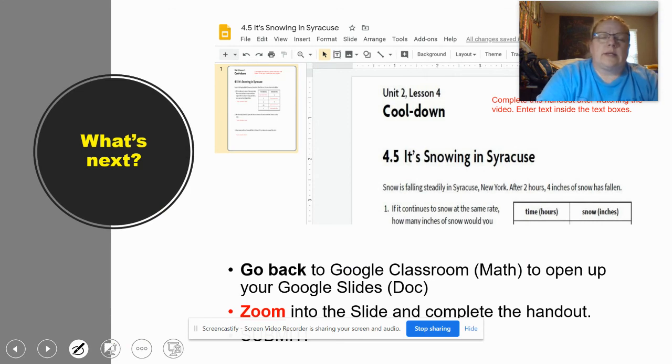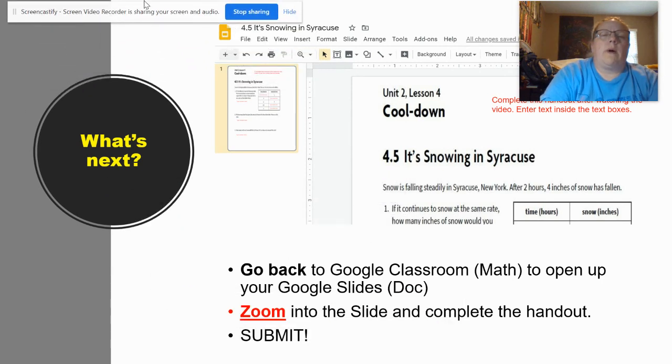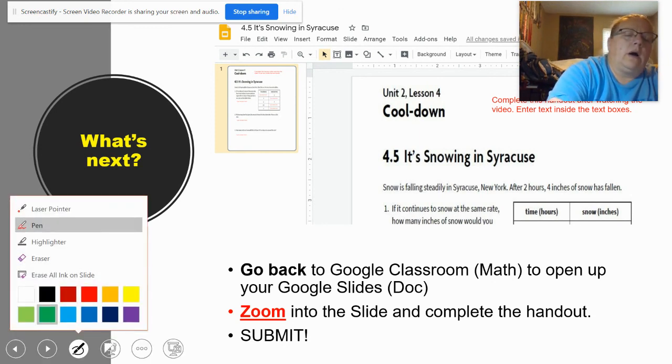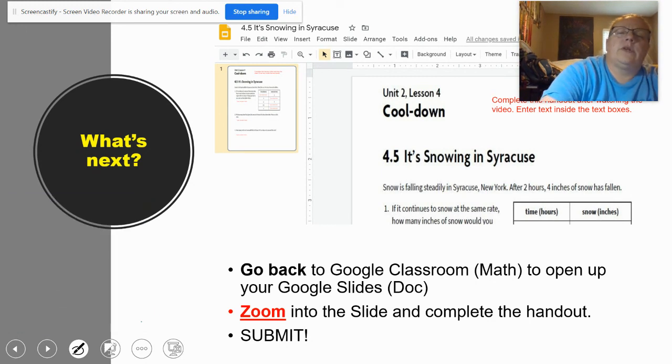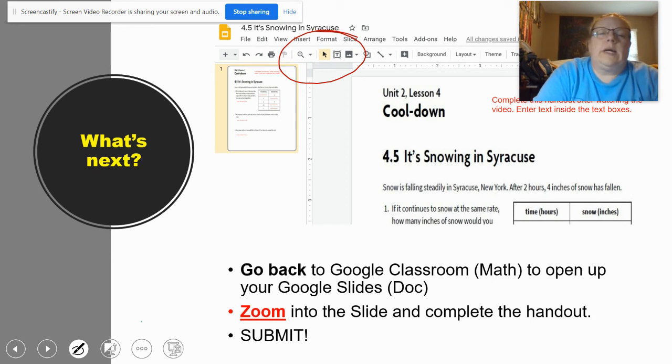And so what is next is you are going to go back to your Google Classroom, specifically math, obviously. You're going to open up the Google Slides doc that I left for your assignment. When you open up the Google Slides doc, do not forget to go ahead and zoom in. This allows me to create a worksheet right on your paper. And so you actually have to go back in and you need to zoom in to your handout.